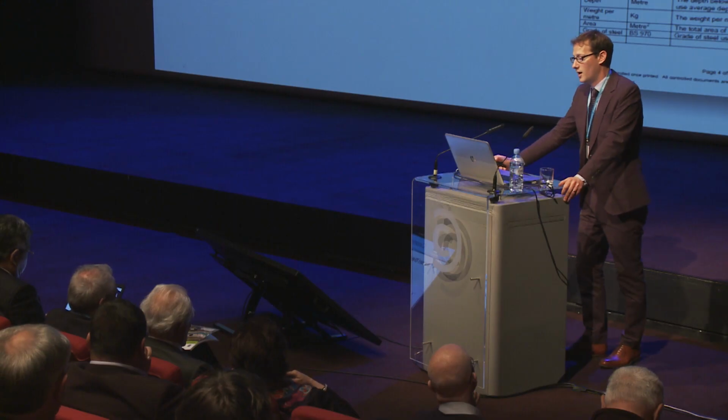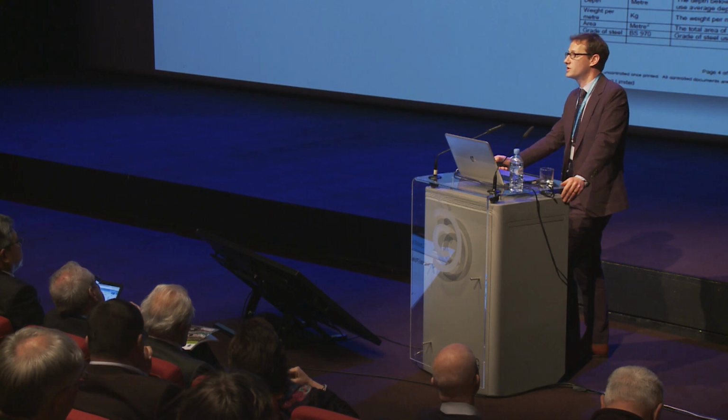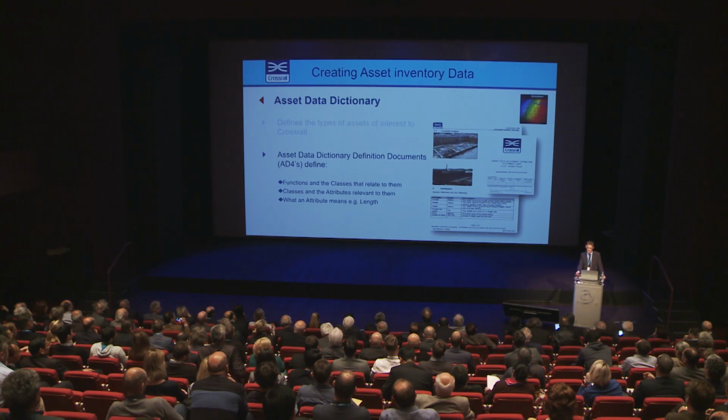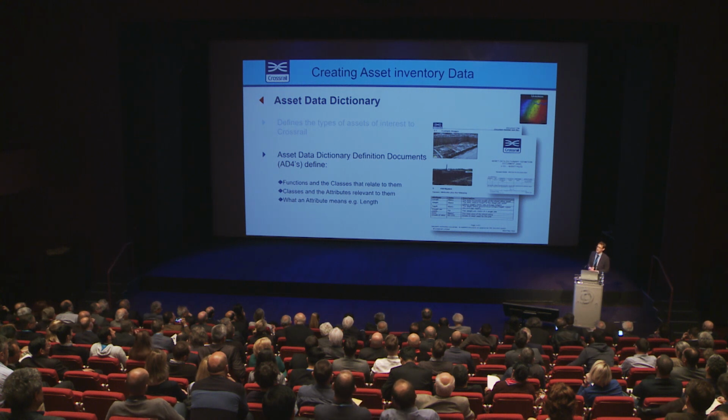So these are the asset data dictionaries, and they define the types of assets of interest to us, and this covered every single asset that could be installed across the Crossrail project, from pumps to walls. And we would hand over to our contractors spreadsheets which covered all the attributes that we wanted to be collected against every single type of asset. And those spreadsheets would be consistent across the project, and they'd be fed back to us, and then we would input them into our asset information management system, so that we can have reliable and consistent information across the project.